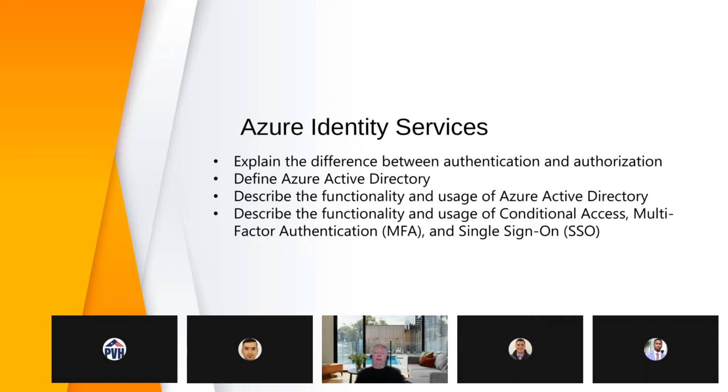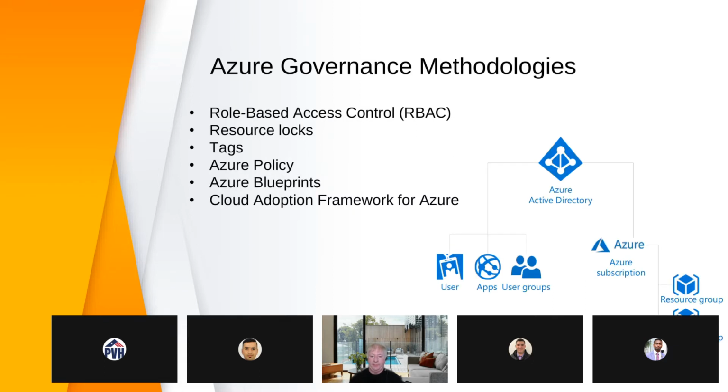More of a breakdown there of the identity service. It explains the difference between authentication and authorization. Defines the Azure Active Directory, describes the functionality of using the Active Directory, and again, the authentication there, like the multi-factor one, where if you log on to something and they send you a message to your phone, they want to know it is you. Very, very good. You can see the governance part, and the picture gives you an example: the user sends a signal, the Active Directory wants to know who the person is, and they could send a message back to your phone just to make sure it is you.